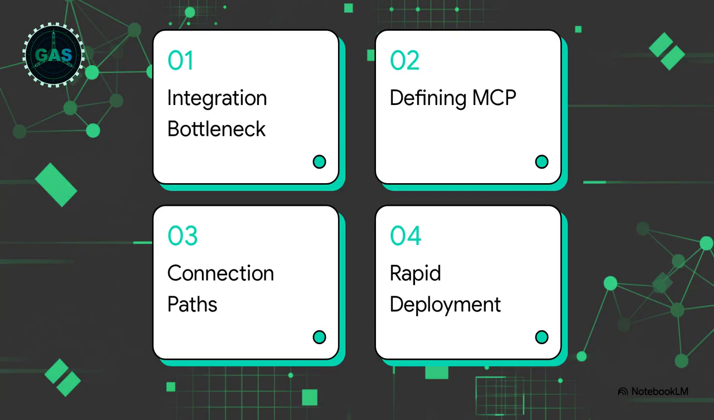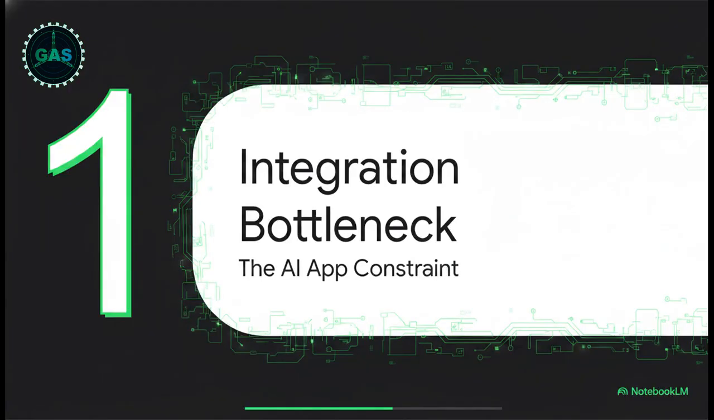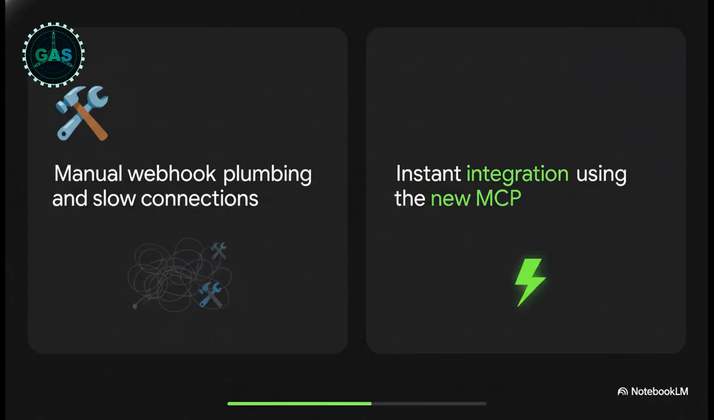To understand exactly how this works, we'll quickly cover 4 key areas today: the integration bottleneck, defining MCP, connection paths, and finally, rapid deployment. Let's start with Section 1, the AI integration bottleneck. To really appreciate the solution, we first need to define the problem that's been draining your engineering resources. Look at the sheer contrast in efficiency here.